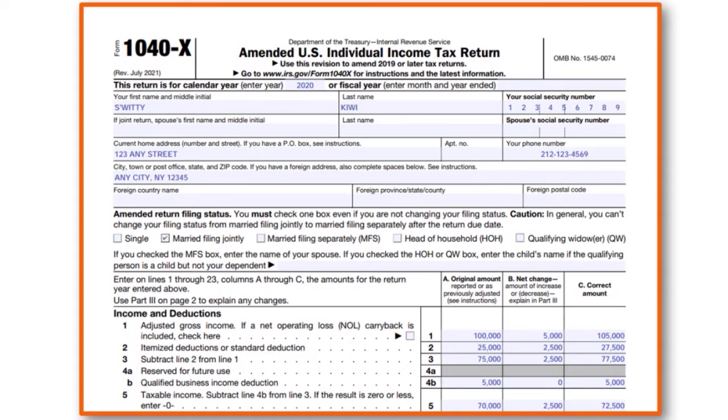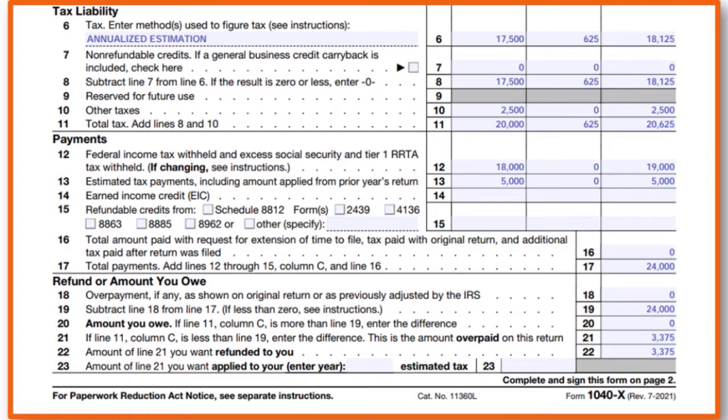And when I'm subtracting line 2 from line 1, you can see that the math is happening on the screen here. You have 75,000 for A, 2,500, and 77,500. Okay. And then if you have qualified business income deduction, I didn't have any net change, so it's still the same. So my taxable income, the correct amount, is $72,500.